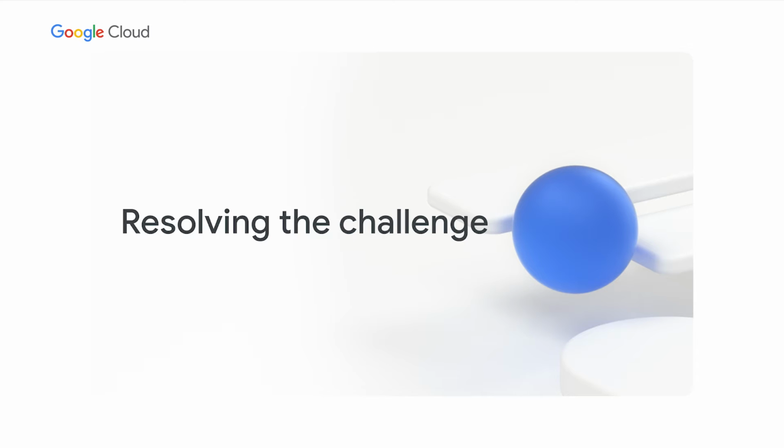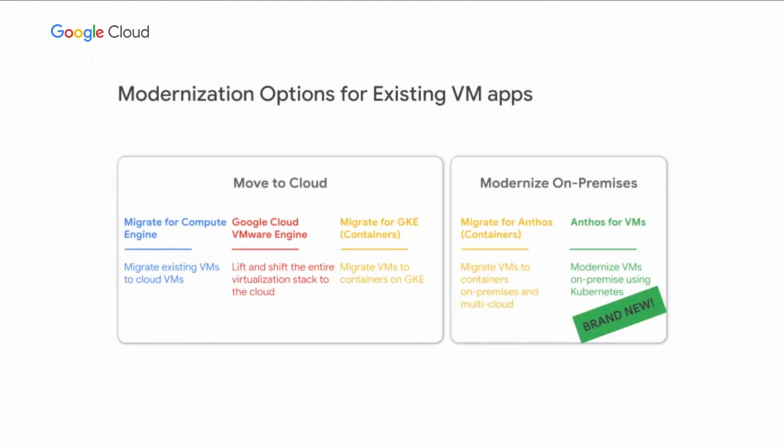So, what can we do? Currently, there are three cloud-centric and one on-premises option for modernizing existing VM applications. You can migrate virtual machines to Google Cloud VMs with Migrate for Compute Engine. You can lift and shift your entire virtualization stack with Google Cloud VMware Engine. You can migrate your VM workloads to containers on cloud with Migrate for GKE, or you could decide to modernize to containers on premises with Migrate for Anthos. We support all of these incremental VM modernization strategies.